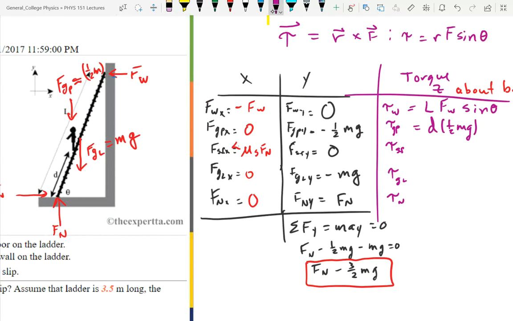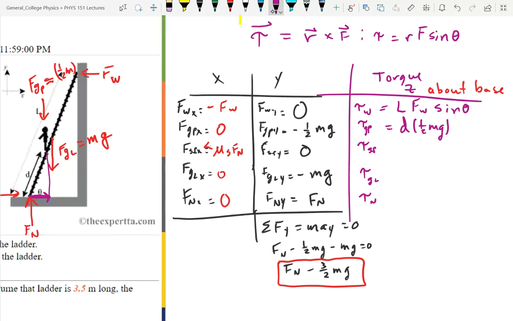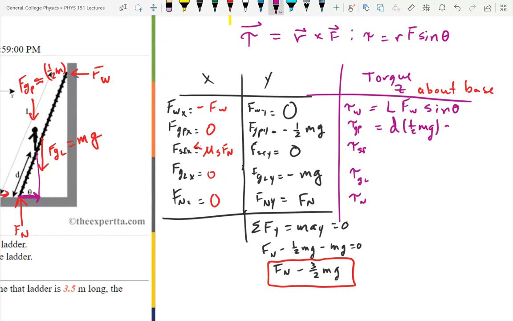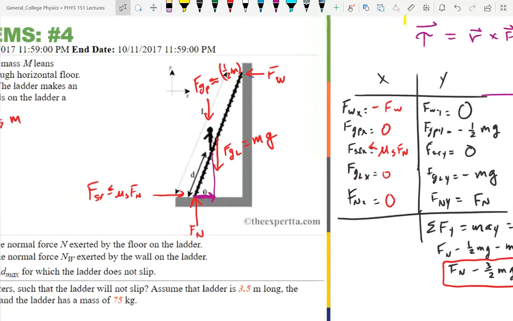I have a triangle. Nobody's talking here, so I'm drawing the triangle. I want the perpendicular part, which is this distance right here. What part of the triangle is that? It's the adjacent side. So the trigonometric function that relates hypotenuse D with the adjacent side is cosine. And then static friction, that's 0 because the force of static friction goes right through the point I'm summing the torques.